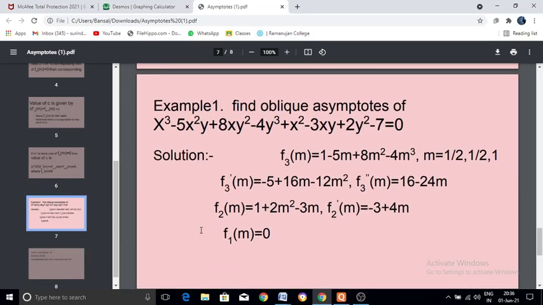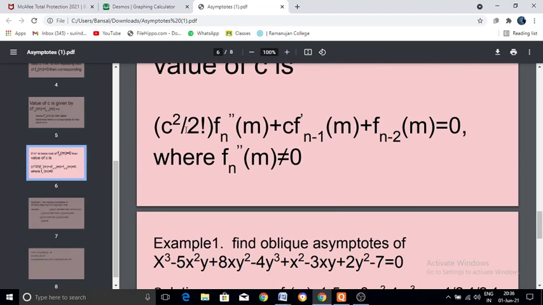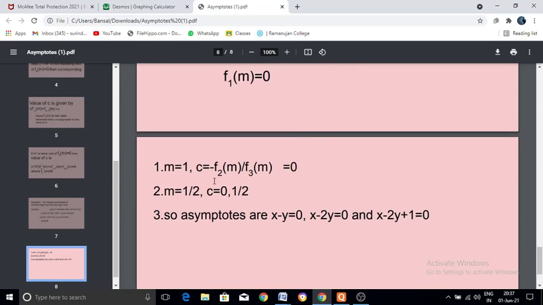But m equal to 1/2 is the repeating value, so we use this formula: c square over 2 factorial times f3'' at m equal to 1/2, plus c times f2' at 1/2, plus f1 at 1/2 equal to 0. After calculating, we get c is 0 or 1/2.